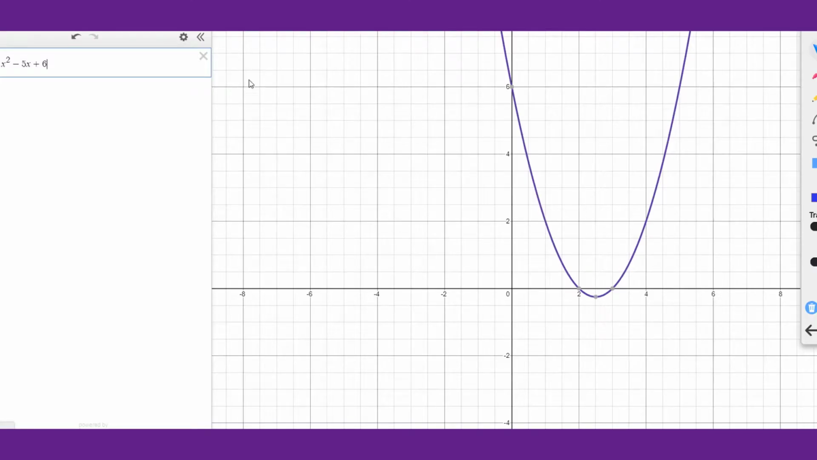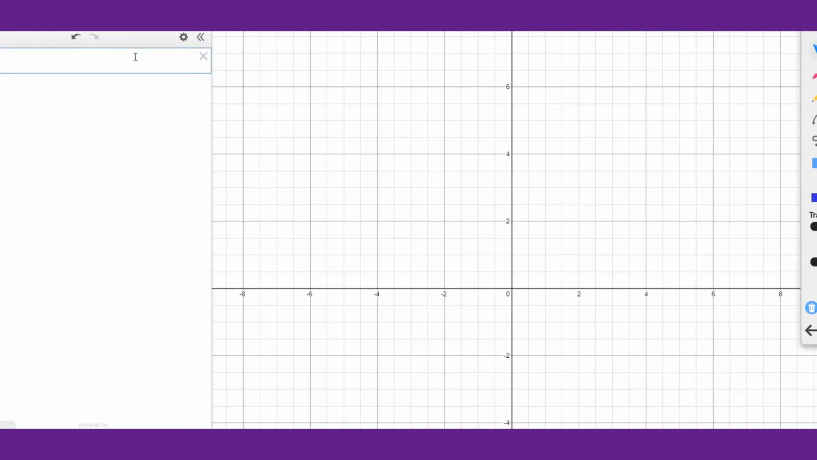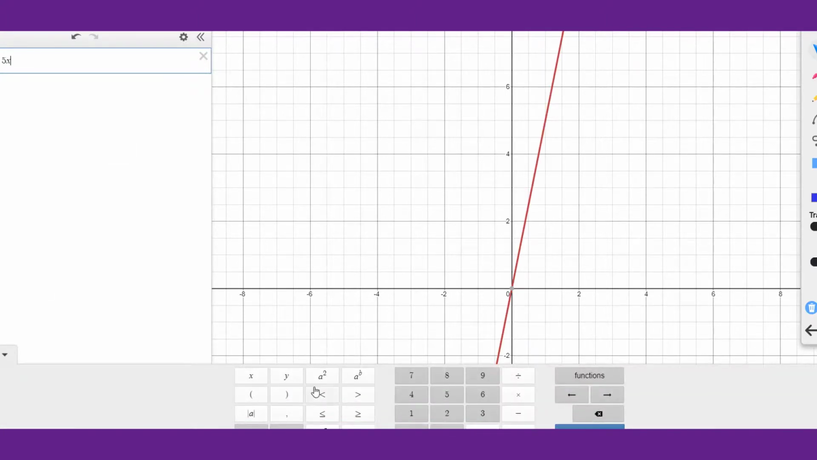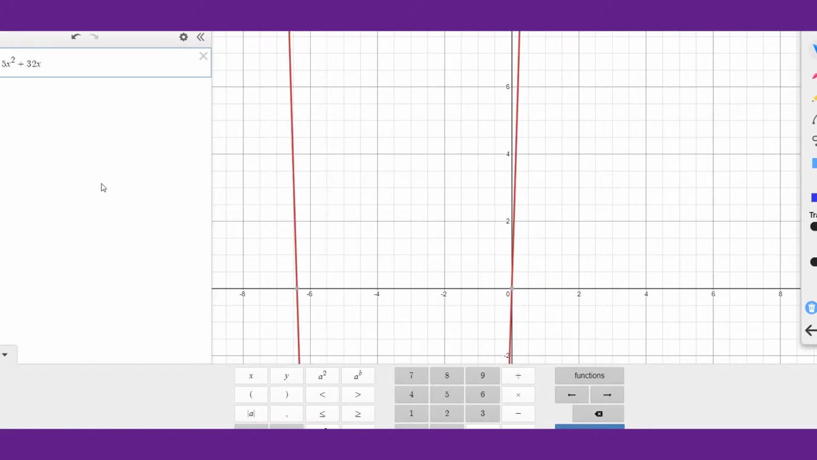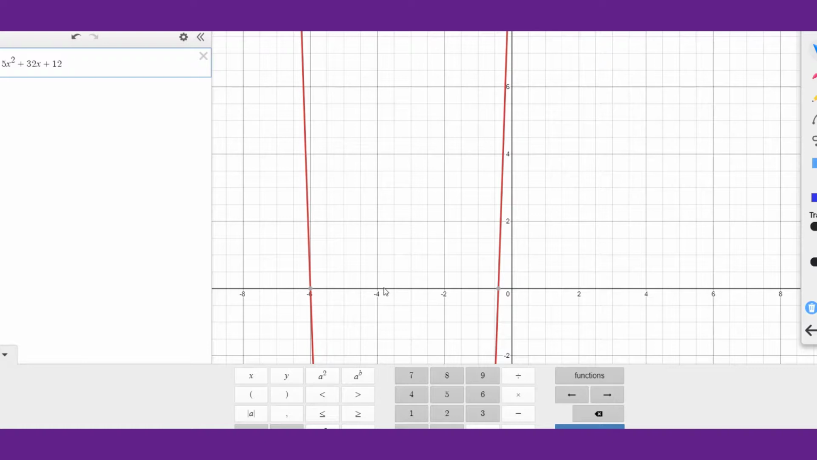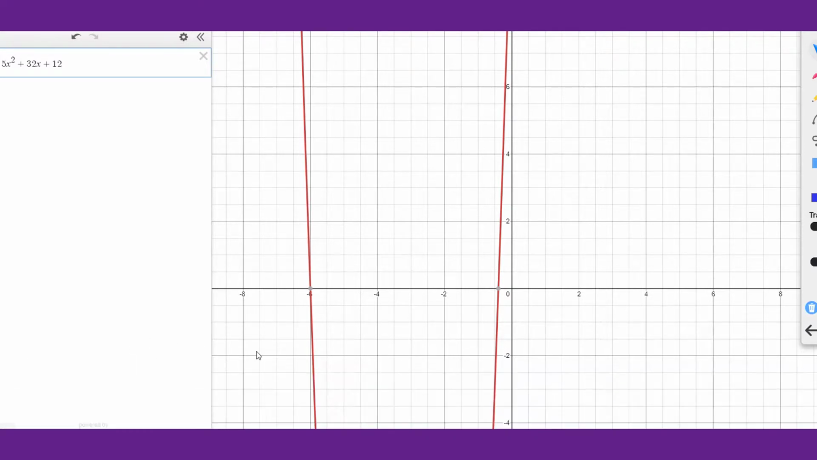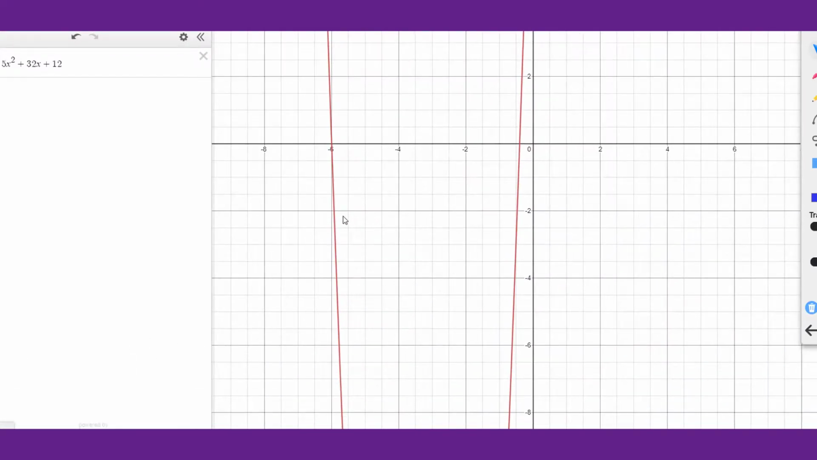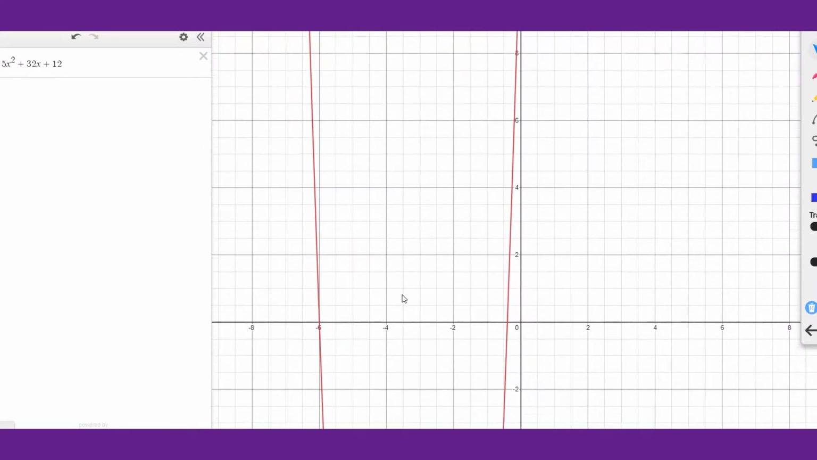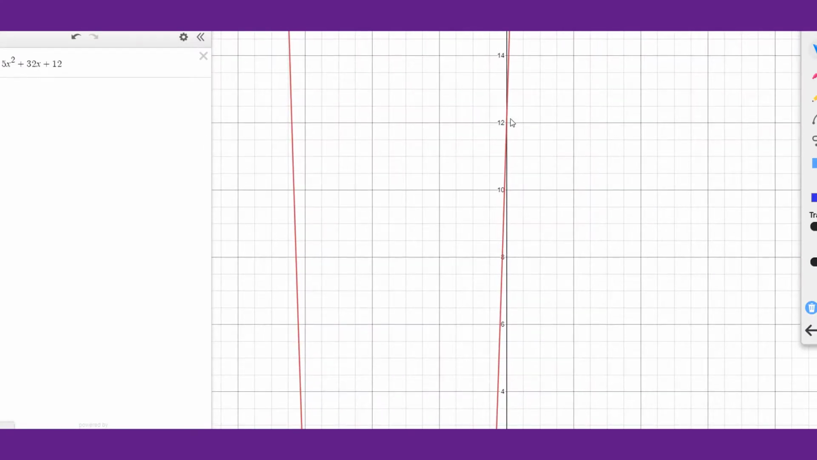All right, so let me get this one gone here. So we ended up with 5x squared plus 32x plus 12. Let's see where those zeros are. All right, so we've got a parabola that's pointing up. We knew that because of that 5. We know it's going to hit the y-axis at 12, right? We know a lot about these things already. So there it is, (0, 12).